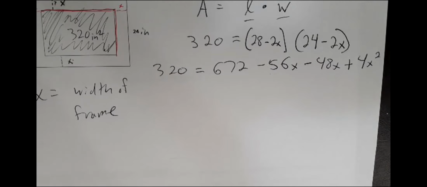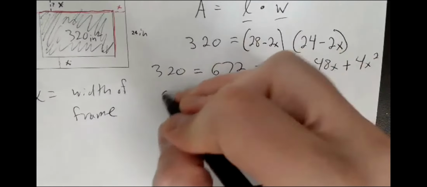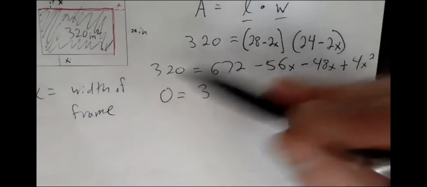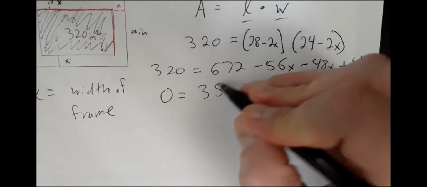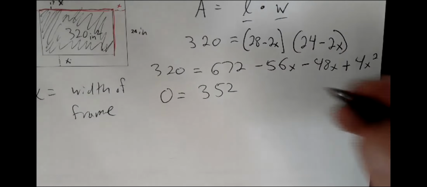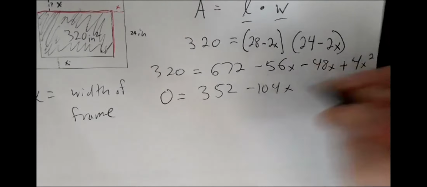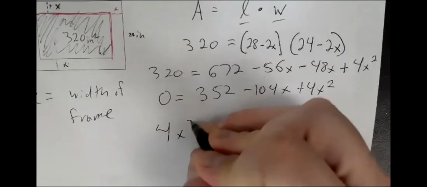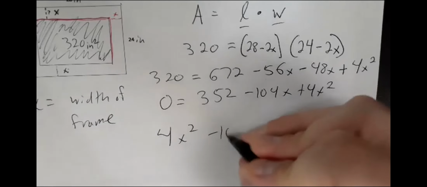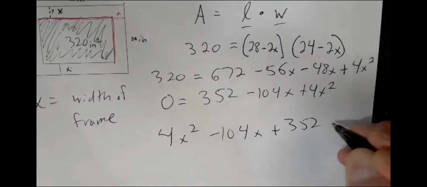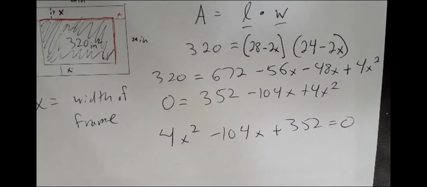672, and we have to subtract 320 from both sides. So if I subtract 320, the 672 minus 320 is going to give me 352. I can do 56 and 48 is going to give me 104. So I can clean this up a little bit. I probably want to rearrange things so that I have my 4x squared minus 104x plus 352 is equal to 0. I think everything should be divisible by 4.